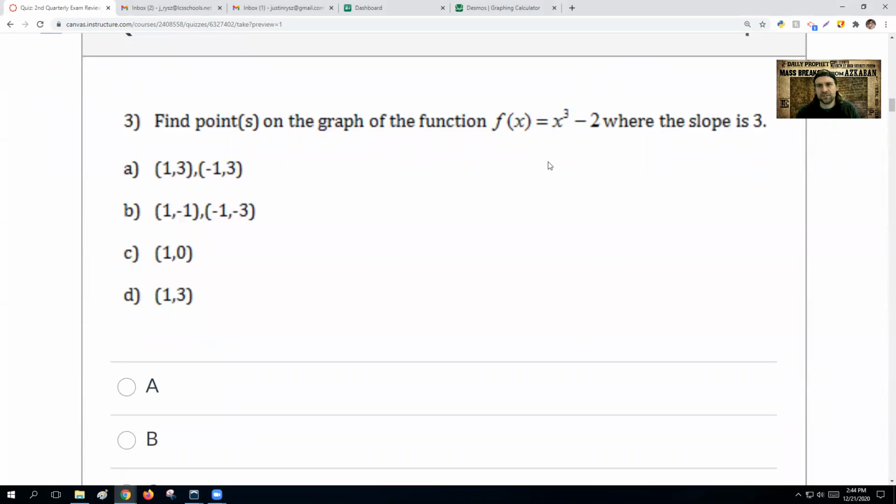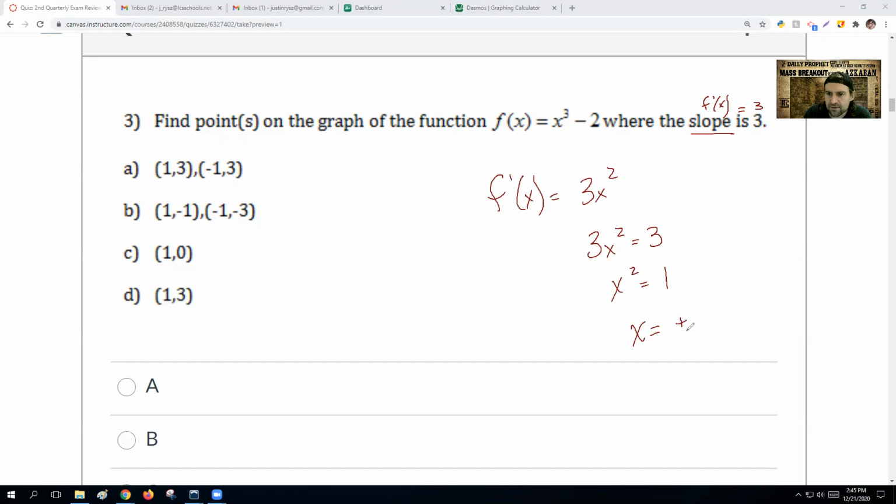Number 3, find the points on the graph where it has a slope of 3. So if we want to find the slope, we take the derivative. We're going to set it equal to 3. All right, the derivative of x cubed would be 3x squared, and then the minus 2 goes away. So when does 3x squared equal 3? Well, that's when x squared would equal 1, and so that's when x equals plus or minus 1.